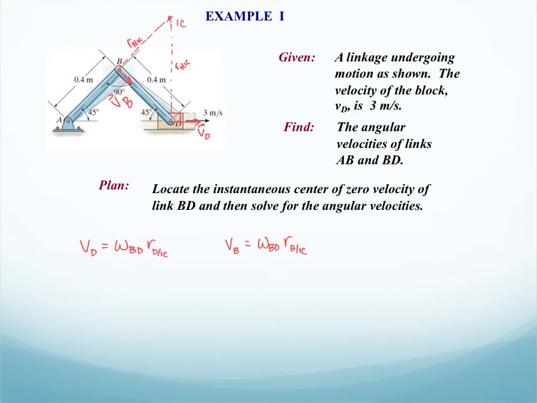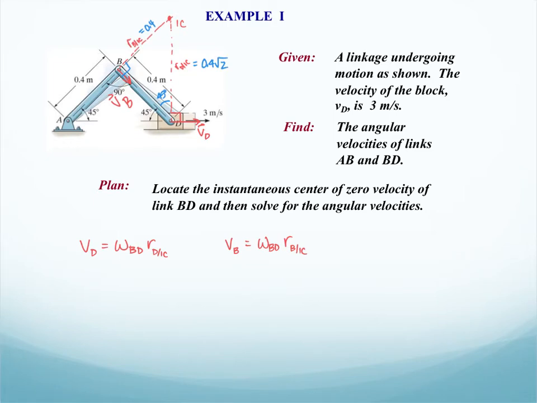Now, the geometry here helps me out because I already know that this angle is 45 degrees, this angle is 45 degrees as well, and this is a 90-degree angle. So the length of this side is the same as the length of BD, which is 0.4. And because this is the hypotenuse, this is going to be 0.4 times the square root of 2.